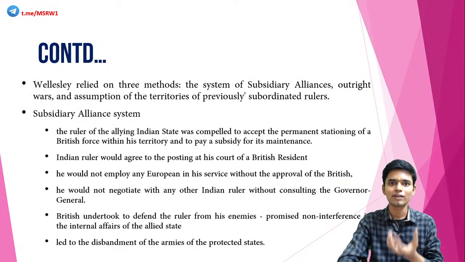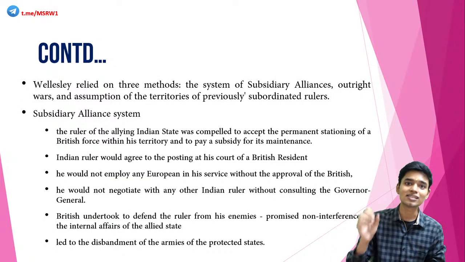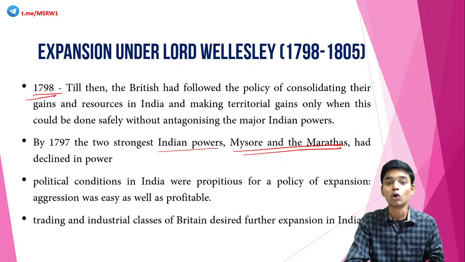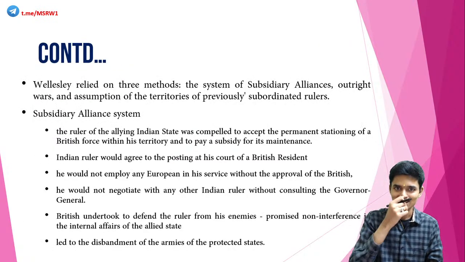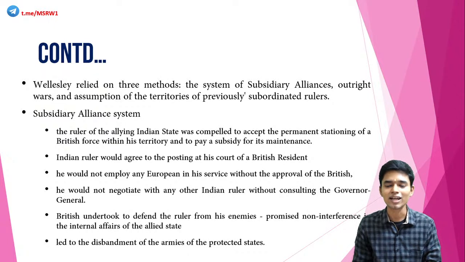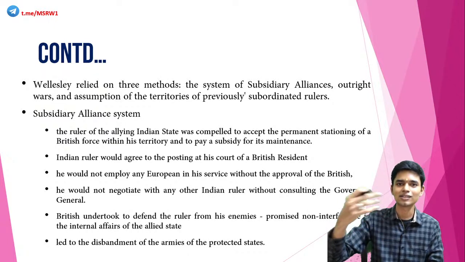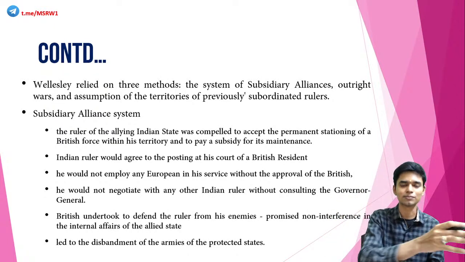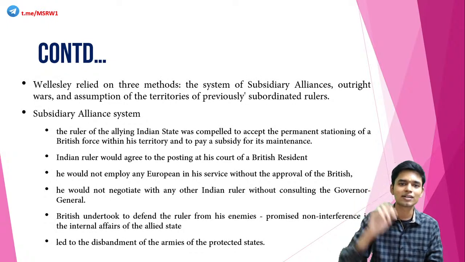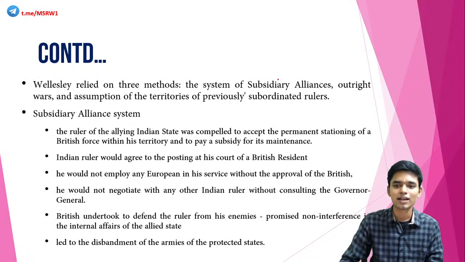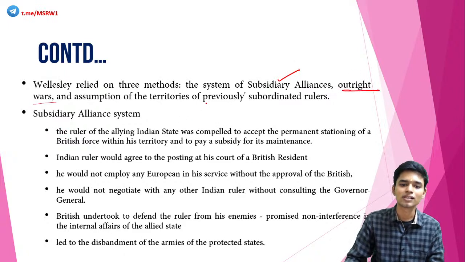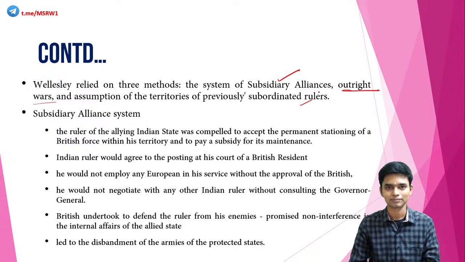Now that was the scenario, that was the situation, and this is when Lord Wellesley comes to India. In 1798, Wellesley came to India and he made this policy of expansion very prime to his objectives. And he used three methods to do this: subsidiary alliance, outright wars, and assumption of territories of previously subordinated rulers.